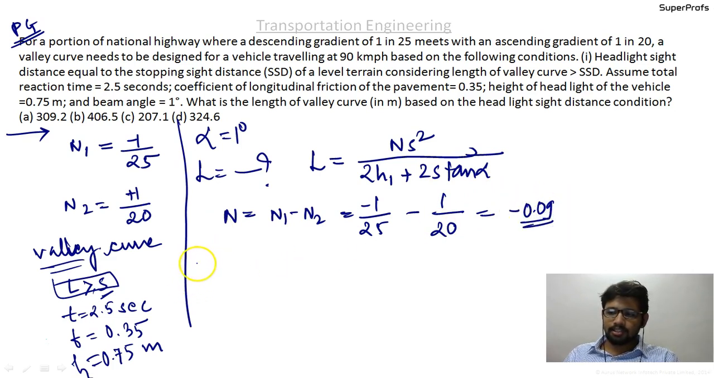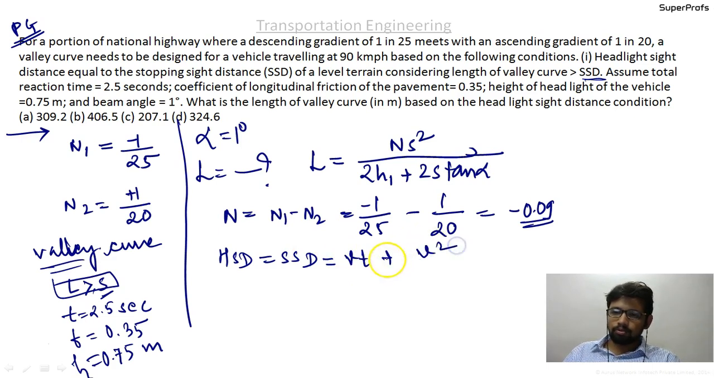And stopping sight distance, that is SSD. It is given that it is level terrain, considering the length of the valley curve greater than SSD, but we don't know what the value of SSD is. So assume a total reaction time of 2.5 seconds and calculate SSD, because the headlight sight distance is equal to SSD, and SSD is given as Vt plus V square upon 2gf.